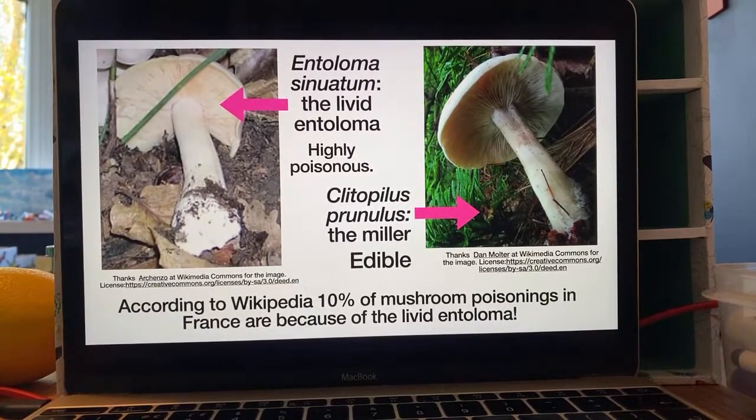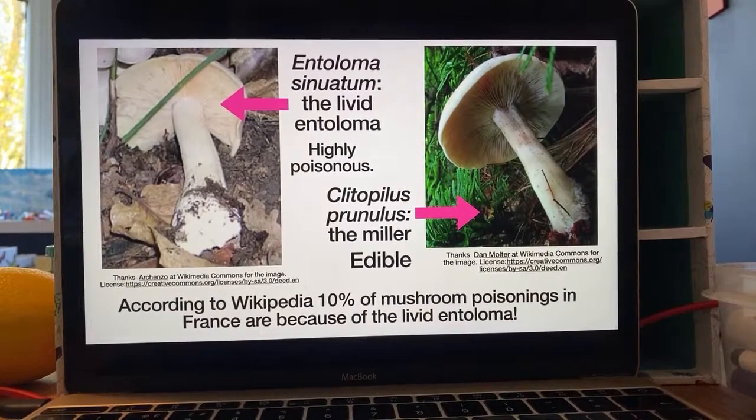According to Wikipedia, 10% of mushroom poisonings in France happen because of this livid entoloma mushroom. These are both very common mushrooms in Europe. That does not surprise me at all. In fact, I'm really surprised that it's not higher.